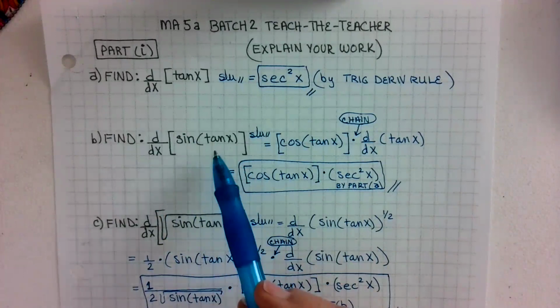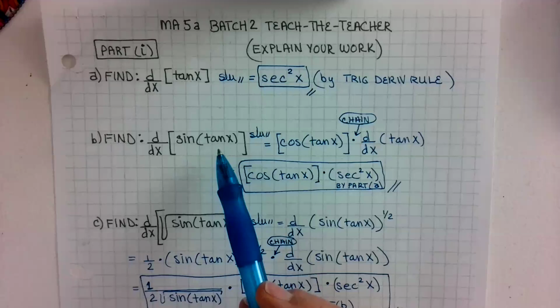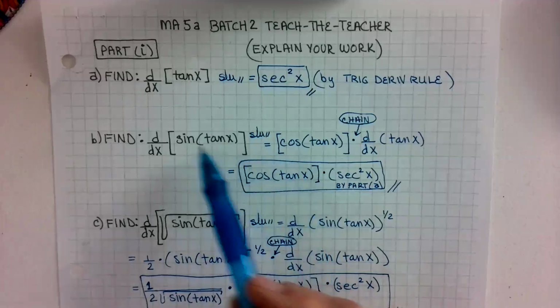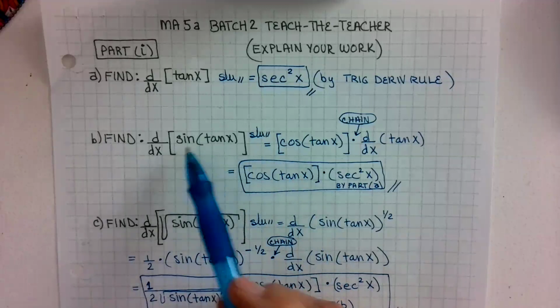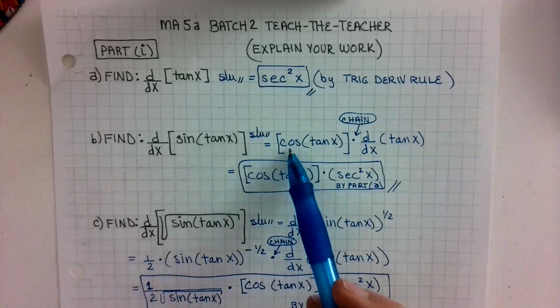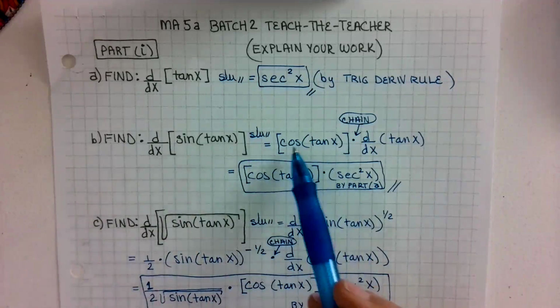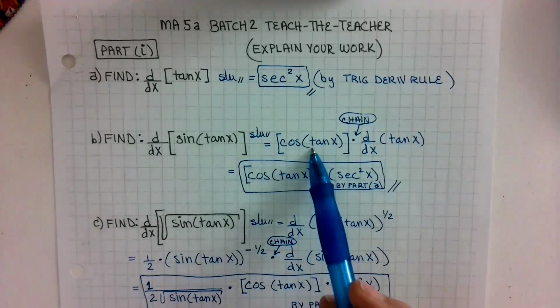This is a composite function. It's not the sine of x. It's the sine of a function of x. So we have to use a chain rule. So applying the chain rule here, we first take the derivative of the outer function with respect to the inner function. Well, the derivative of a sine is cosine, but it's with respect to the inner function. So it's not the cosine of x, it's the cosine of the tangent of x.